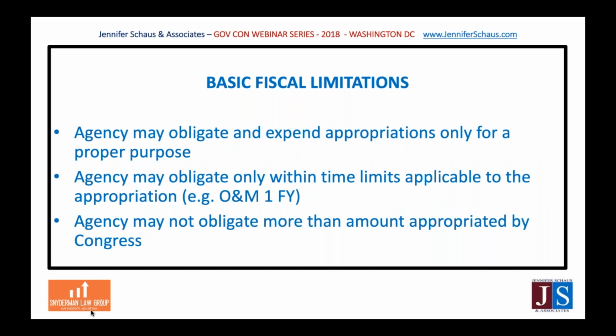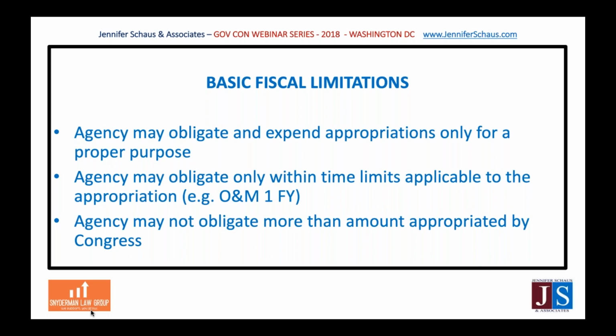More basic fiscal limitations. Agencies can obligate and expend appropriations only for a proper purpose, just like we just said. The agency can obligate only within the time limits applicable. So we like to call this the color of money. Specifically, you might think about operations and maintenance funds. Those have one fiscal year only availability, which means you can't spend them in a following fiscal year. They have to be appropriated and authorized and expended within the year in which they were authorized.